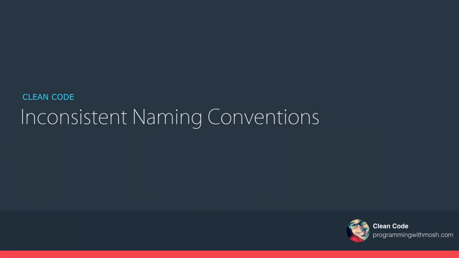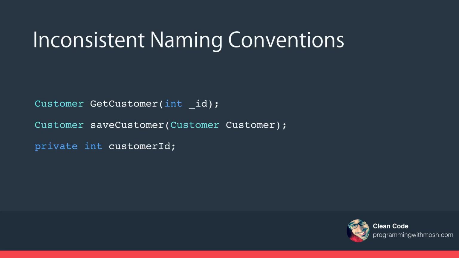Over my years of experience, I have seen numerous examples of developers coming from other backgrounds and they adopt a different naming convention. Here are some examples. Take a look at the first method. In the name of this method, the first letter of every word is capitalized, so G and T. But look at the second method. The first letter of the first word, S, is lowercase.